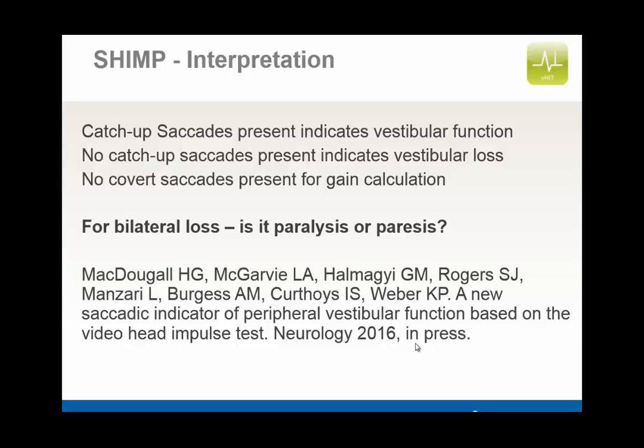But for our bilateral losses, what are we looking for? Is it paralysis or paresis? Is there any function left? And here is the first article by McDougall, McGarvey, Hamagi, etc. in Neurology.